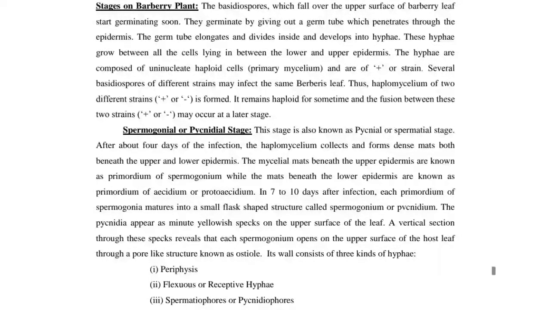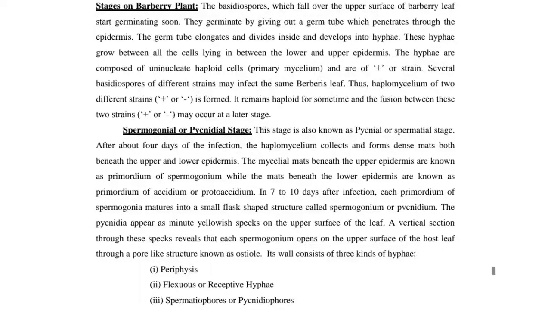stage. Spermagonial or pycnidial stage. This stage is also known as pycnial or spermogonial stage. After about 4 days of the infection, the haplomycelium collects and forms dense mats both beneath the upper and lower epidermis. The mycelial mats beneath the upper epidermis are known as primordium of spermagonium, while the mats beneath the lower epidermis are known as primordium of aecidium or protoaecidium. In 7 to 10 days after infection, each primordium of spermagonia matures into a small flask-shaped structure called spermagonium or pycnidium. The pycnidia appear as minute yellowish specks on the upper surface of the leaf.